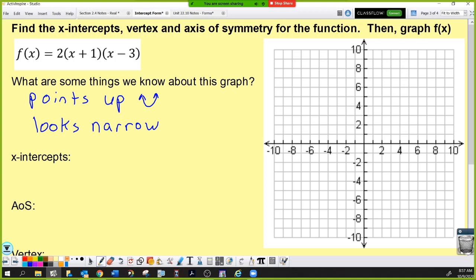The x-intercepts are always going to be the x values that make the insides of my parentheses equal 0. That literally means you just use the opposite symbol. So my two x-intercepts as coordinates would be negative 1, 0 and 3, 0. So let's put your dots on your graph.